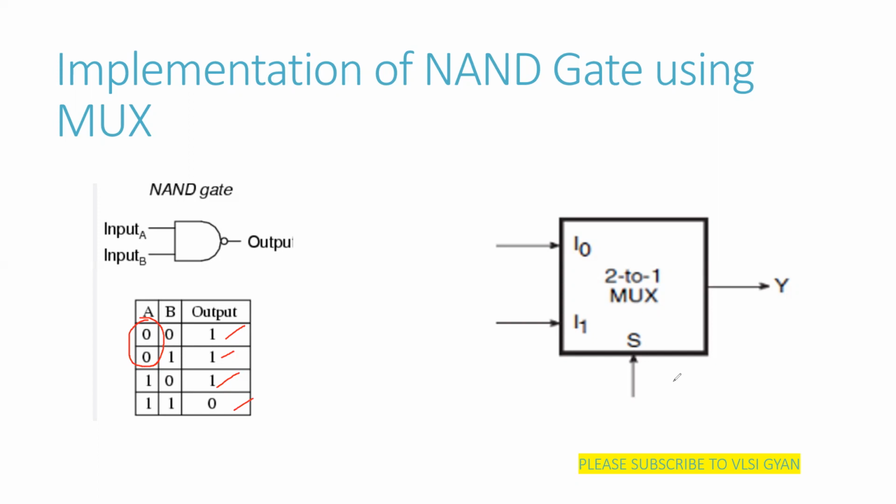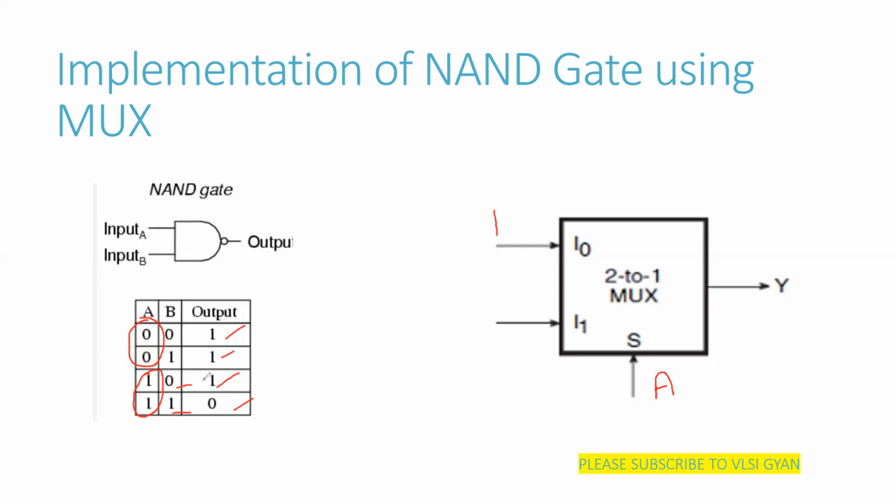So what you can do is, for the implementation, you can take this A as your select line, and you can consider the input line as 1. You can connect I0 to 1. Now for the other condition, when A is 1, check what happens to your output. The output is 1, the output is 0. So what is happening here? We'll try to relate the output in terms of B.